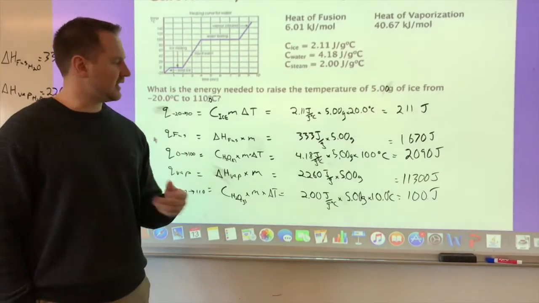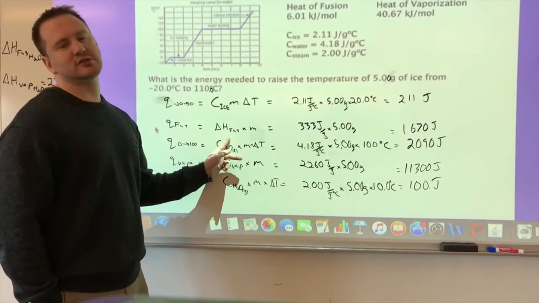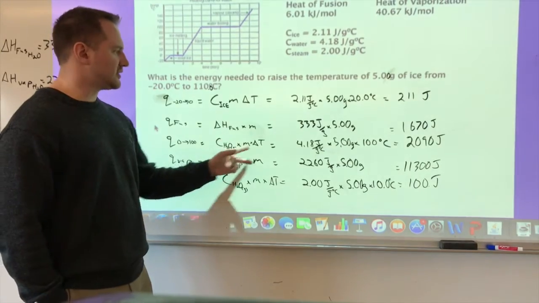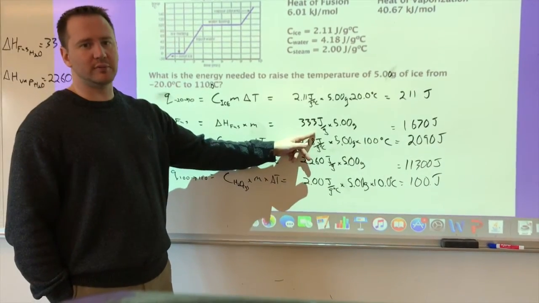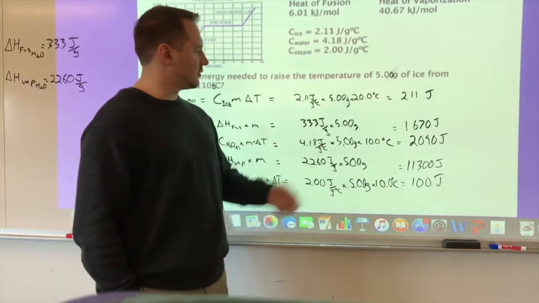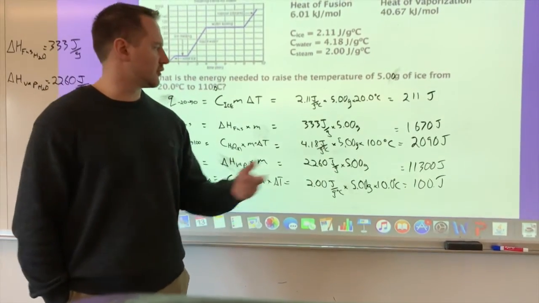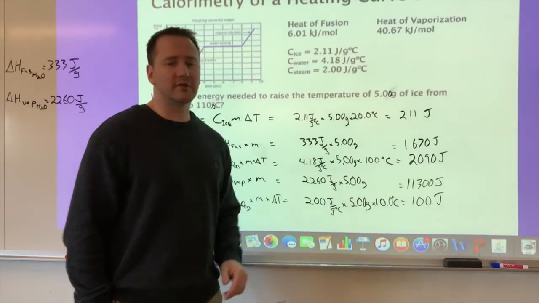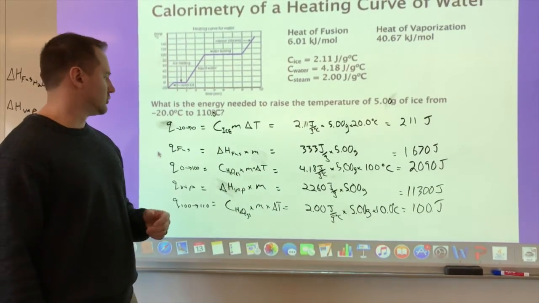Then to actually melt the ice, you multiply. The heat of fusion is usually represented as a molar value, which I converted to joules per gram here to make the equations simpler. So you have 333 joules required to melt a gram of ice. Since you have 5 grams, that requires 1,670 joules of energy.